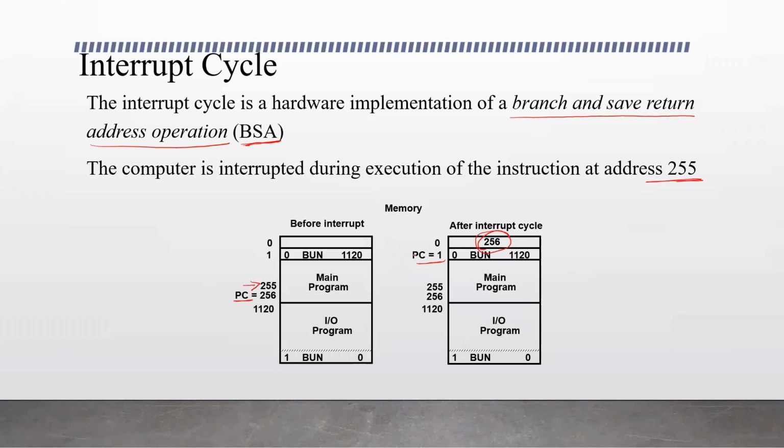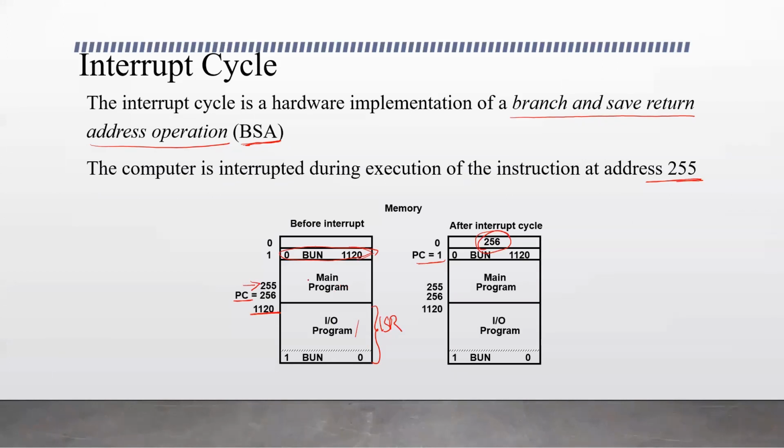So when PC is 1, this is the interrupt instruction. Here it takes the control to this particular location given in the instruction. It is BUN, branch unconditionally to the address 1120. So it jumps to this particular location 1120, and this is our interrupt service routine. Okay, this one. So it executes this program.